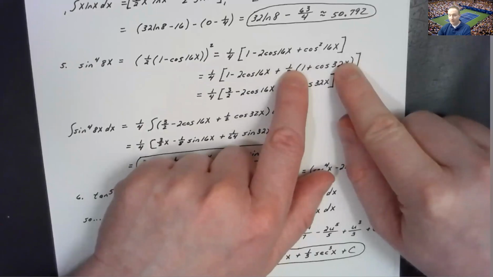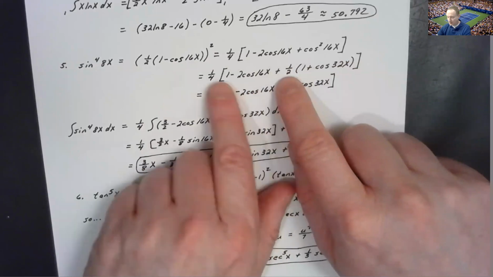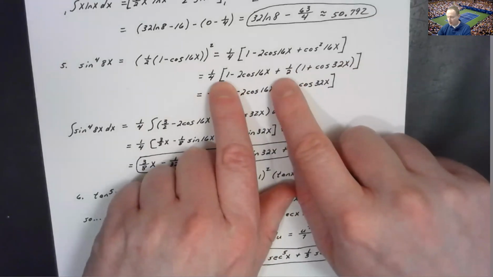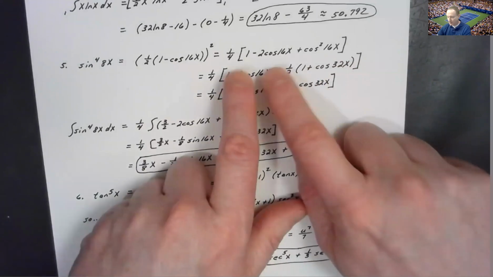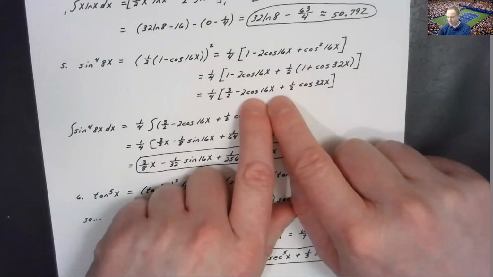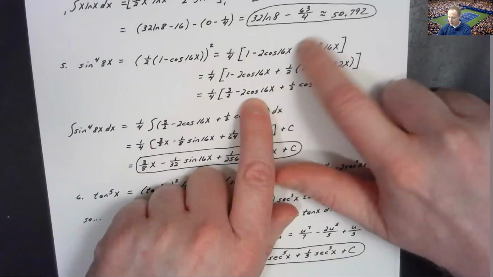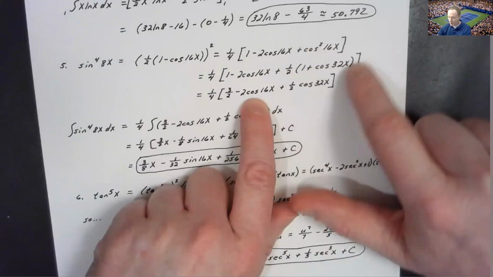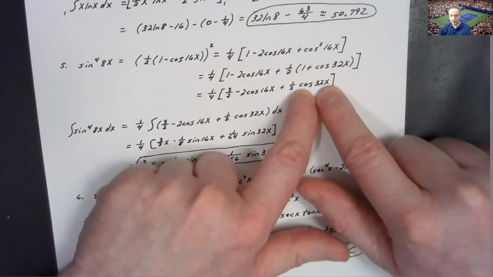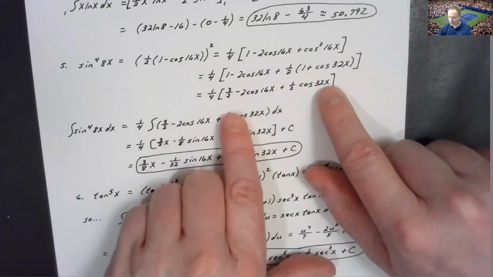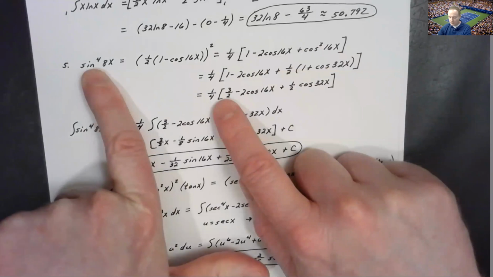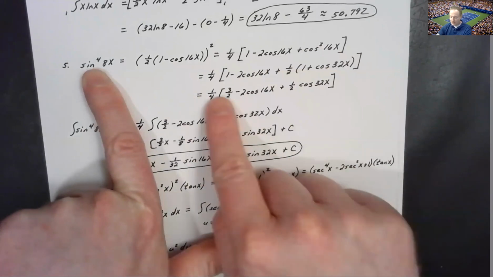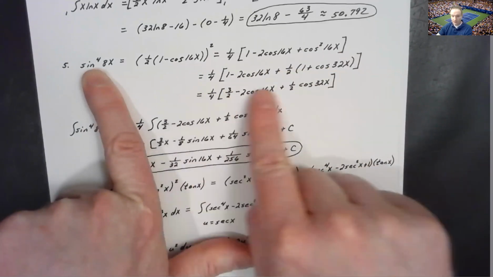Okay, now at this point, I just need to simplify. My constants in here would combine to be 1 plus 1/2. That combines to be 3/2. I brought down my minus 2 cosine of 16x, and then I would also have a plus 1/2 cosine of 32x. So after using the power reduction formula twice, we've taken our 4th degree trig function and made it a trig function with only first degrees.